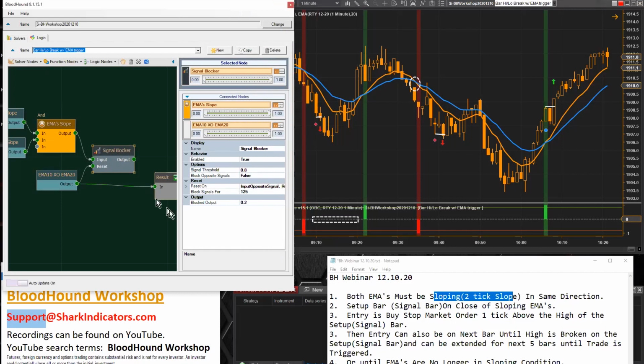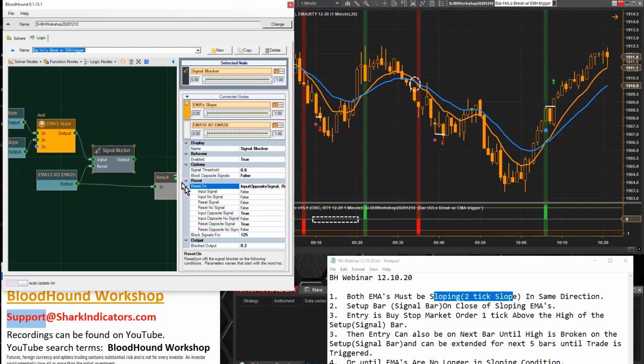So that is why in the reset section we used reset opposite signal, because a long signal is turning off the blocking of the short signals, right? So that long is opposite of the short signals that are being blocked. So that's why we use reset opposite signal.